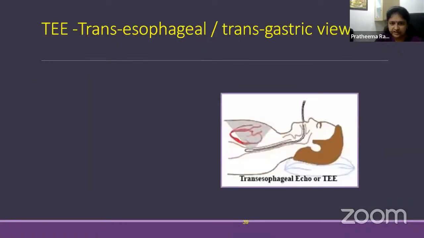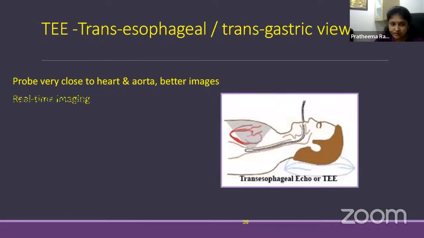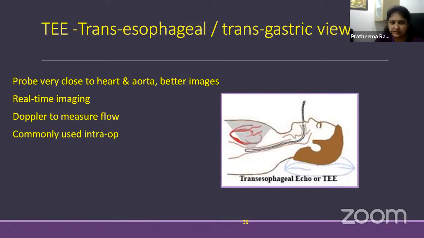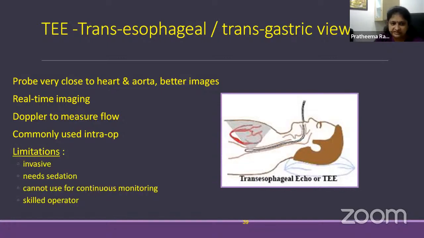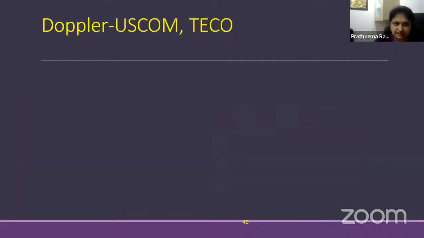So this is the TEE. We get the transgastric views. It is very close to the heart and aorta, so better images are seen. In real time, we can see how the heart is getting pumped. Is there any infective endocarditis change? Are there any vegetations at the wall? It is basically how the health of the heart is, how well it is beating, or whether it is able to pump adequate blood. It is invasive, it needs sedation, and only a skilled operator can do it. It cannot be done by everybody, unlike the transthoracic echo.